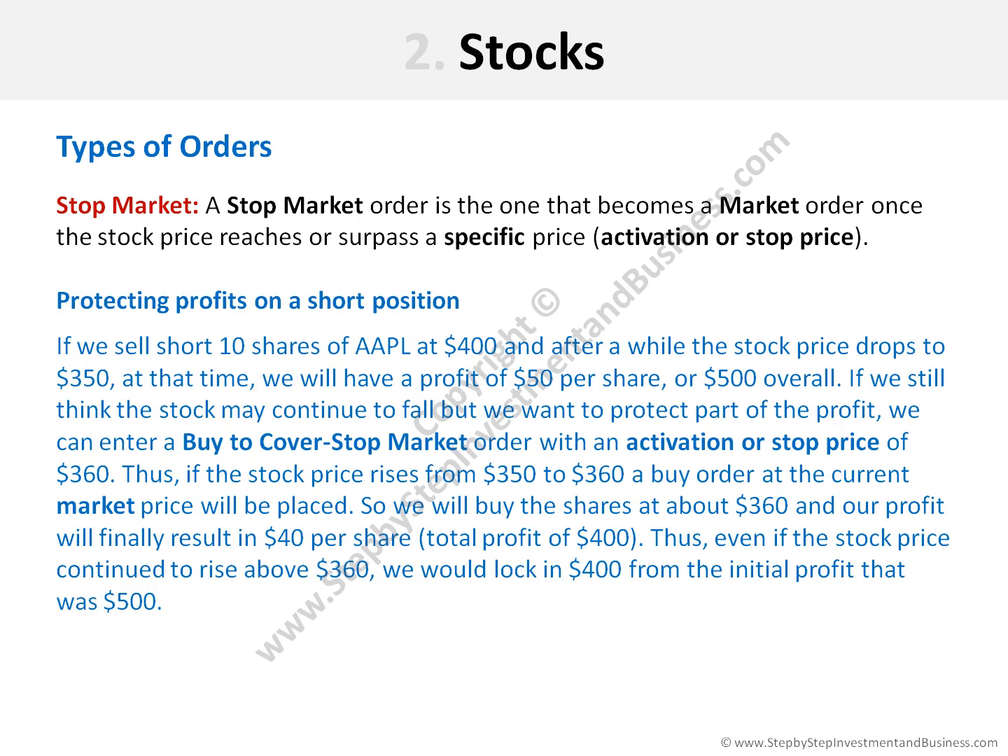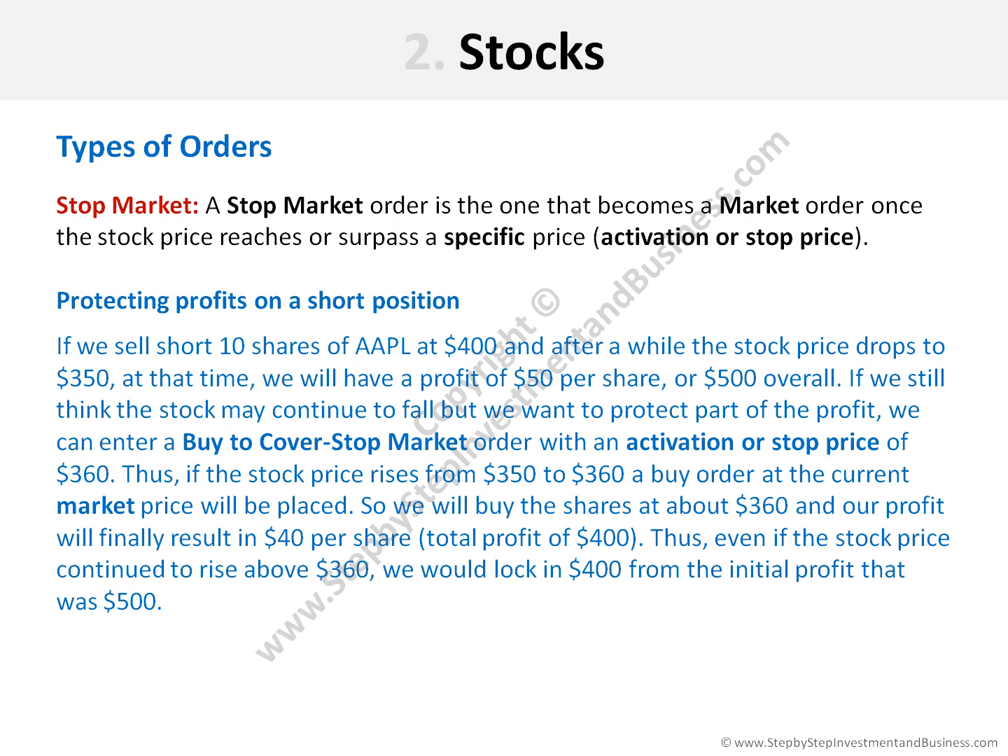Now, let's see an example of the use of the stop market order in the case we would like to protect profits on a short position. If we sell short 10 shares of Apple at $400, and after a while the stock price drops to $350, at that time we will have a profit of $50 per share, or $500 overall. If we still think the stock may continue to fall, but we want to protect part of the profit, we can enter a buy to cover stop market order with an activation or stop price of $360.